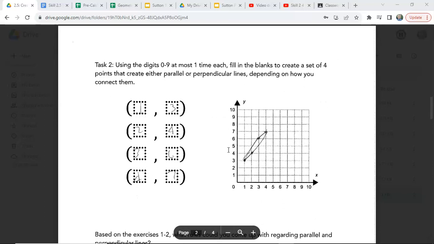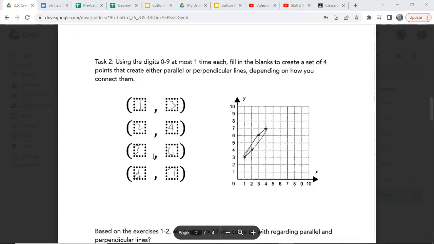And then task 2, using the digits 0 through 9 at most one time each, fill in the blanks to create a set of 4 points that create either parallel or perpendicular lines depending on how you connect them. So here we did 1, 3, this point, 2, 4, this point. So these points have a slope of 1 between them, and then 3, 6 here, 4, 7 here. These points have a slope of 1 between them.